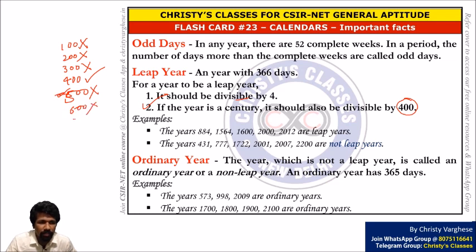600 not a leap year. 700 not a leap year. 800 will be a leap year. 900 not a leap year. 1000 not a leap year. 1100 not a leap year. 1200 yes. Now you got the pattern.